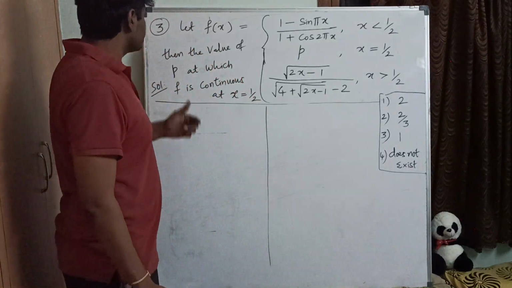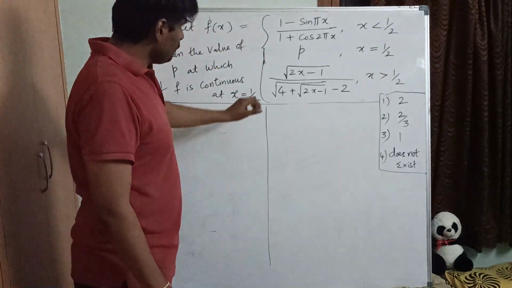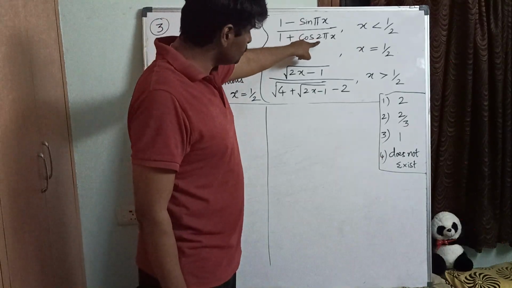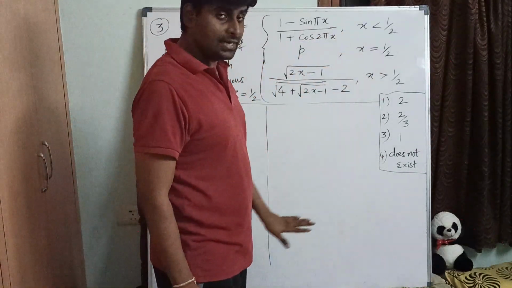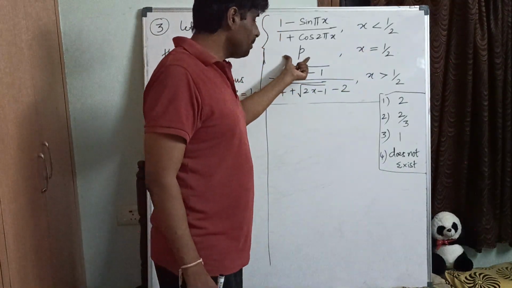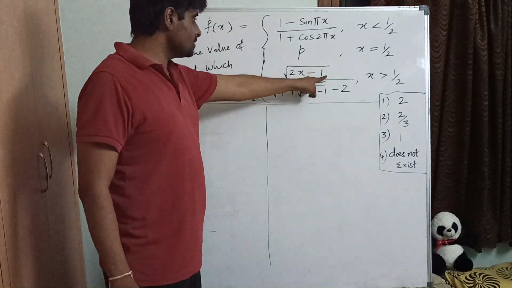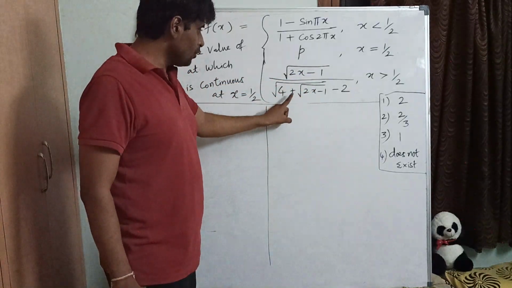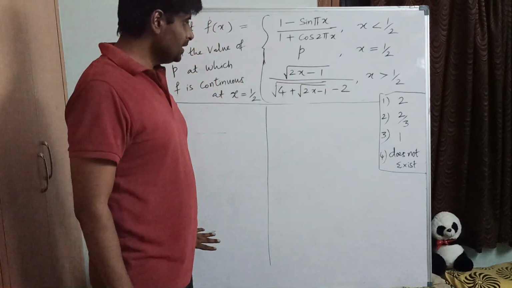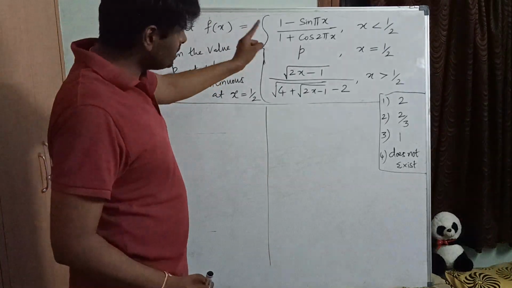Now, just have a look at that. Question number 3. Let f of x equal (1 minus sin pi x) by (1 plus cos 2 pi x) for x less than 1 by 2, p for x equal to 1 by 2, and for x greater than 1 by 2, root of (2x minus 1) by (root of (4 plus root (2x minus 1)) minus 2). Now we are going to find the value of p at which this function is continuous.